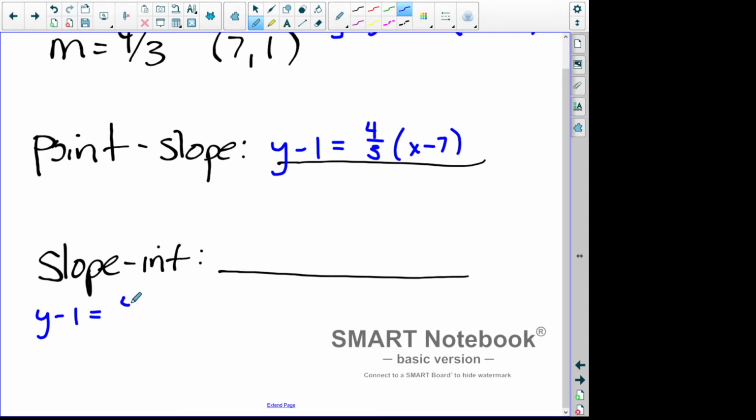So I'm going to do 4/3 times x and then 4/3 times 7 to multiply this. This is a fraction. We would write this as 4 times 7 and then 3 times 1. So this would be minus 28 over 3. Okay, so we just multiply the top there.